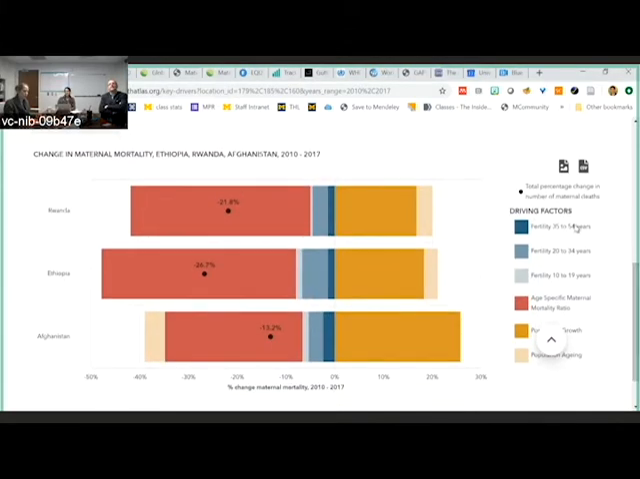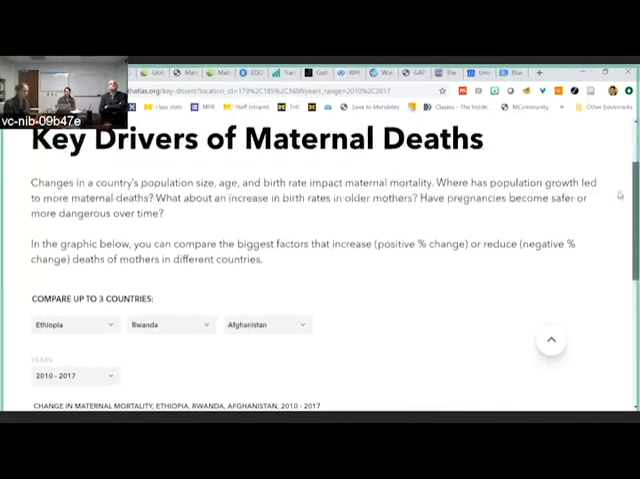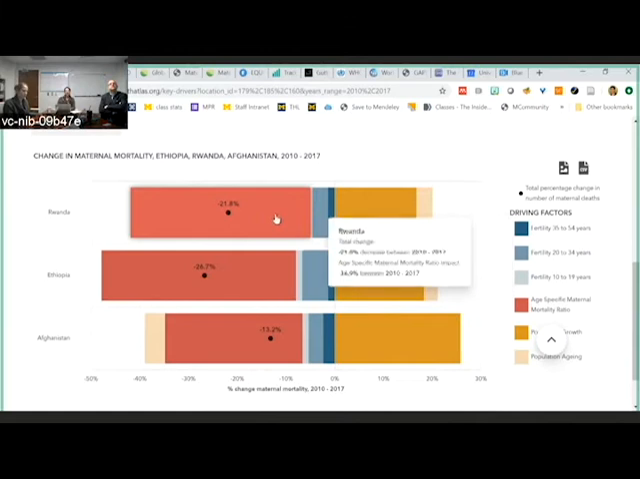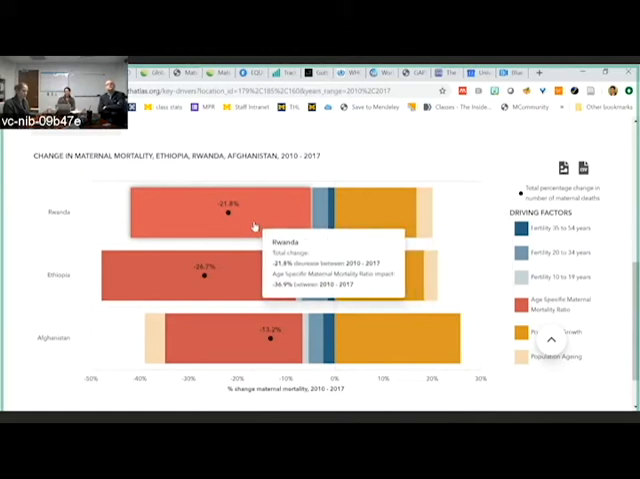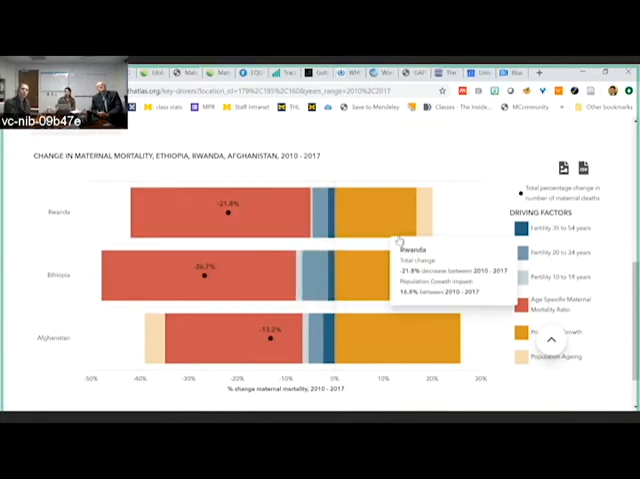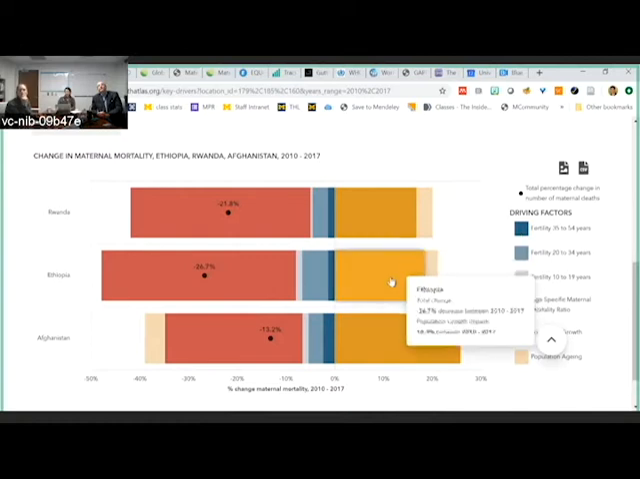What are the driving factors? First of all, it tells you a little more about what they mean by key drivers. So what are aspects that can impact maternal mortality? So in this graphic is a live shot, and you can, again, use pieces of this, and you can see for Rwanda, there's been a 21.8% decrease of age-specific maternal mortality ratio impact. What are some of the more impactful ones is population growth.